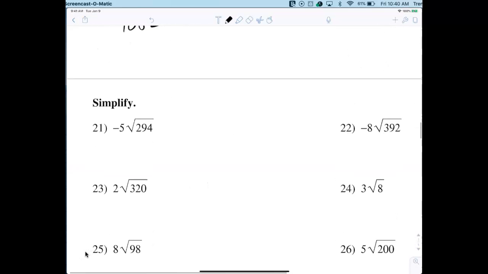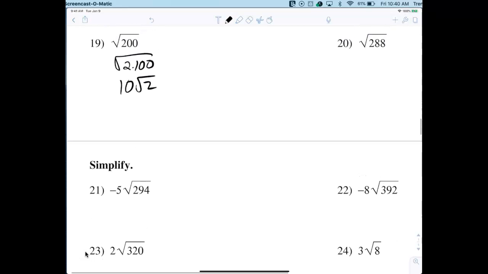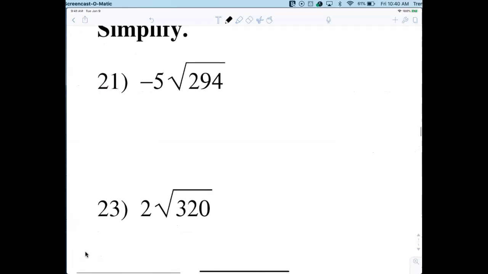All right, moving forward. There's already a number out in front. Take your calculator, 294. What should I divide by, Chloe? Divide by 4, right? Let's try divide by 4. 73 and a half. Oh, so it doesn't go evenly. All right, so let's divide it by 2. What is that? 147. Okay, so 147 times 2.